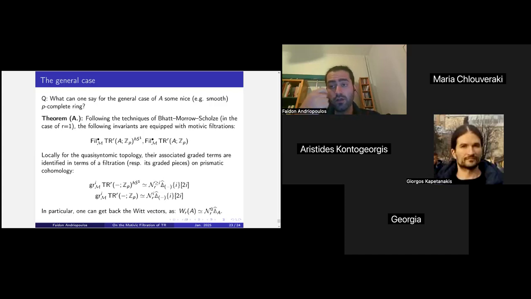In particular, one can go back to the original Witt vectors by taking the zeroth associated graded term for that filtration, which essentially one can think of as a, say, different definition of the Witt vectors.